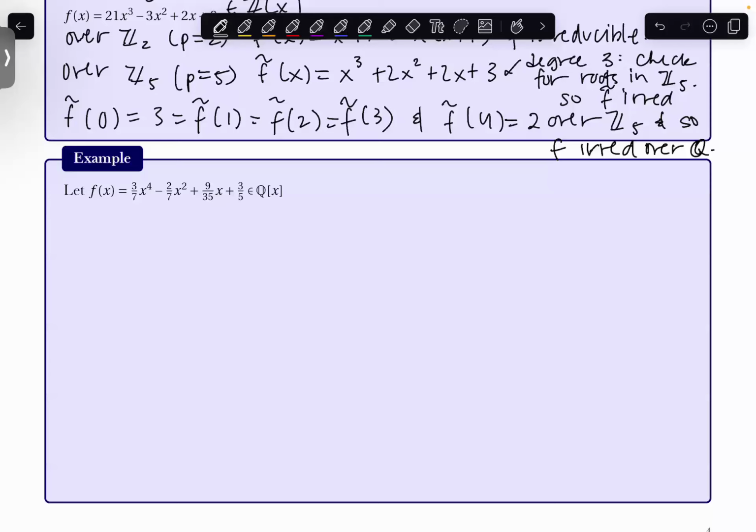Okay, so again, none of our theorems work, or we can't apply any of them here because this is not in Z[x].